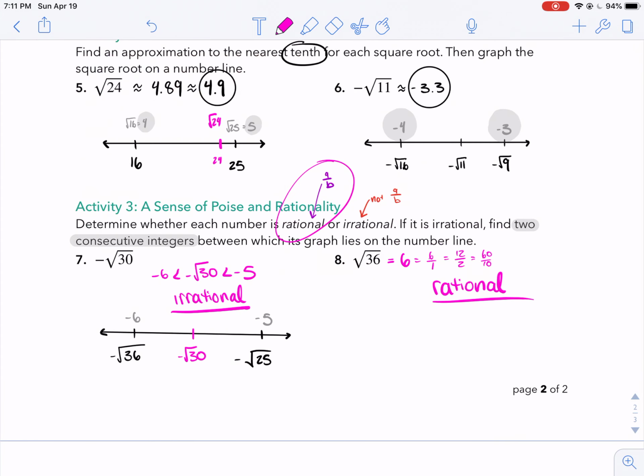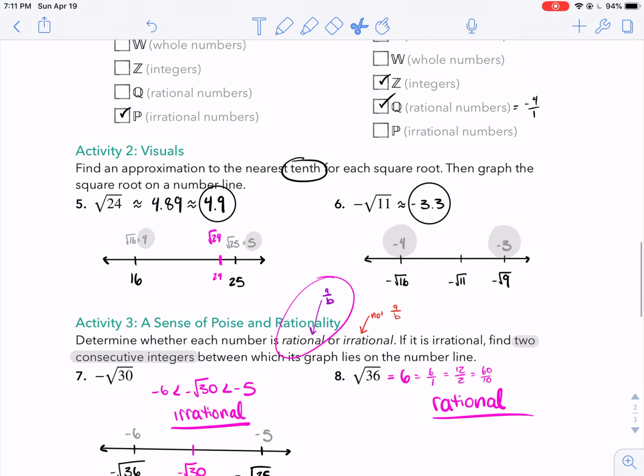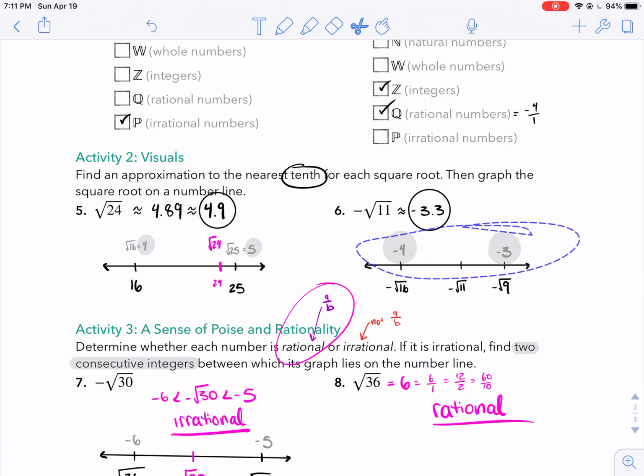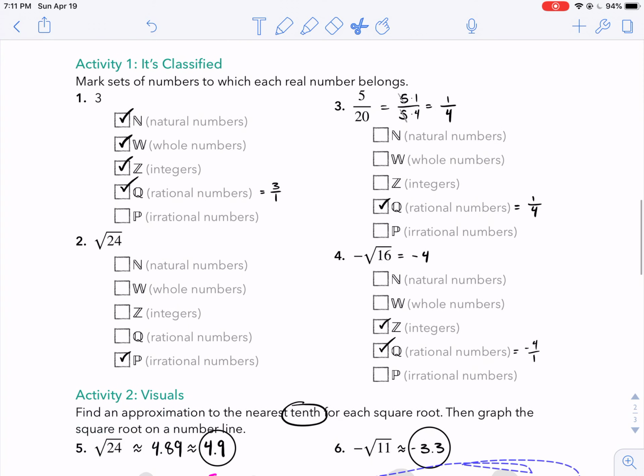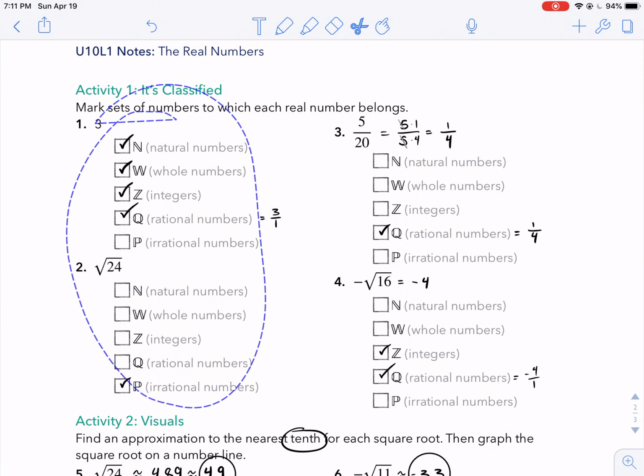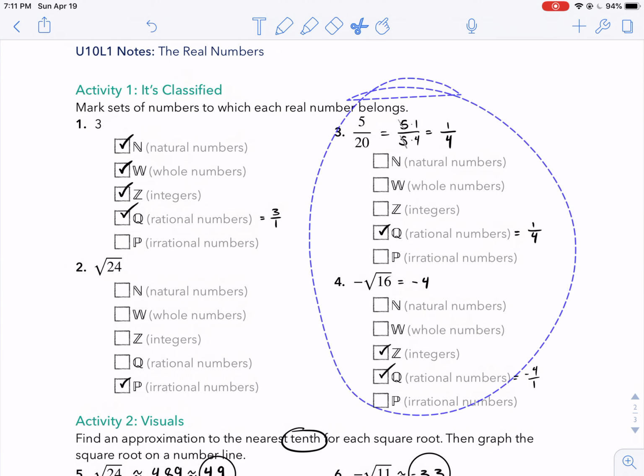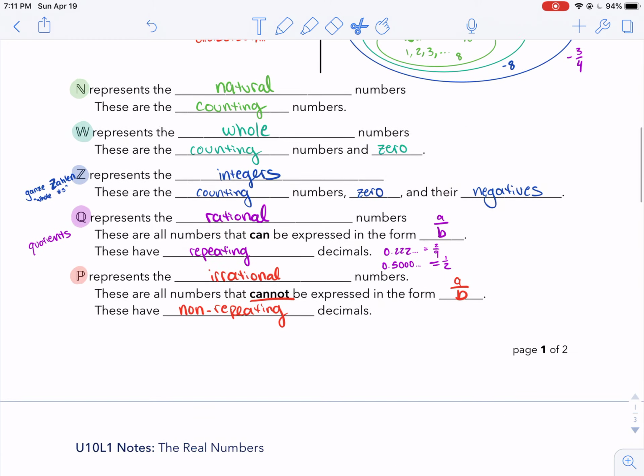Ta-da! So there you have it. We've classified numbers as rational or as irrational. If we have an irrational number, we can say what numbers it's between, and we can determine what groups, what sets our numbers belong to.